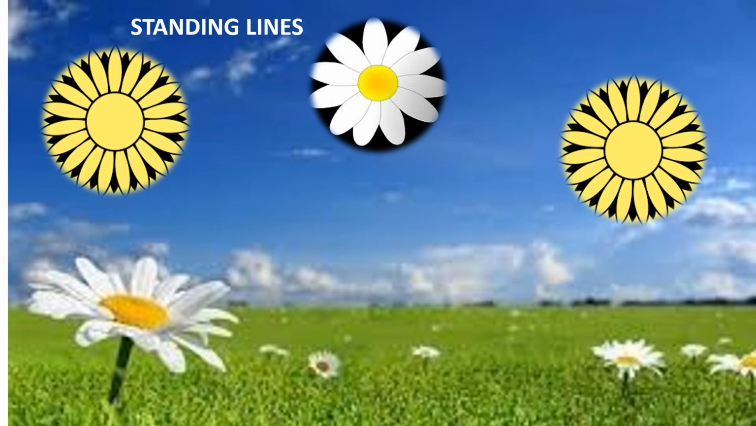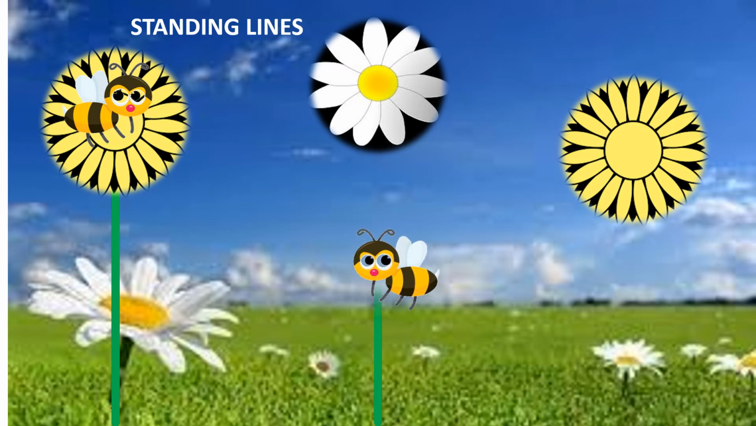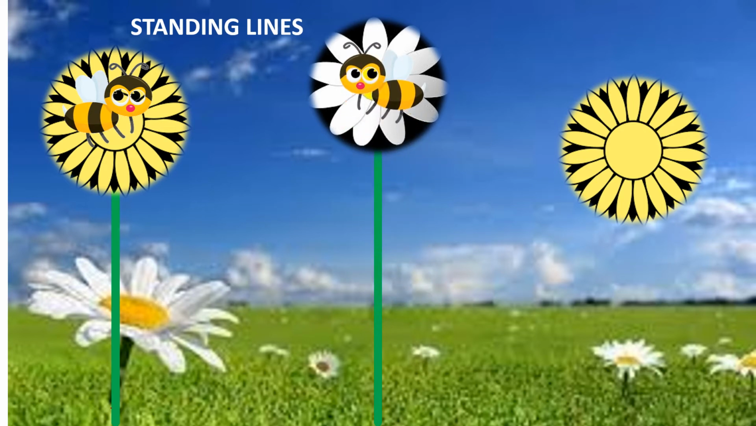Oh, what is this? Here we have flowers. So flowers, but where is the stem for the flower? Let us see who is there. So who is coming here? Honeybee, and the honeybee is giving them one line, one stem, and that is a standing line. So one more, this is a white flower, and again, let us see one more honeybee, and the honeybee has given them one standing line.